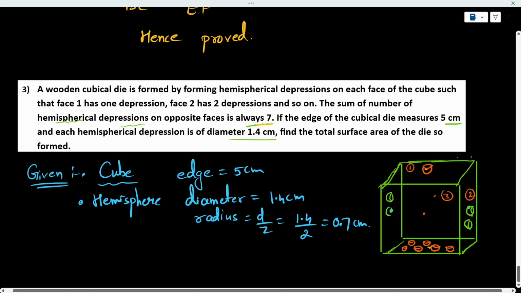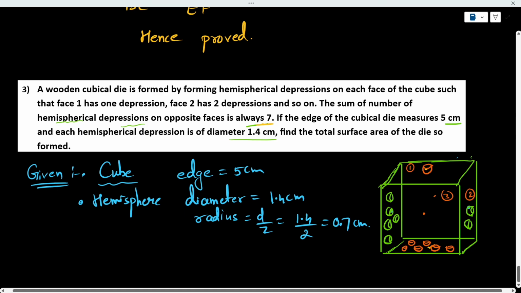In the similar way, altogether, how many hemispheres are going to be there? These are identical, right? So there will be 5. You are just scooping out. So these faces are there, so that the opposite faces are already having the sum of hemisphere as 7, right? The hemispherical depressions are 7.